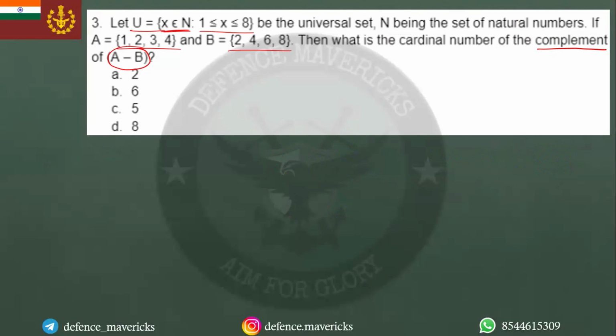Okay, what many people do is they just find out A minus B, okay, and then they just stick the answer. यहाँ पे they have asked complement of A minus B, मतलब not in A minus B. ठीक है, now first we need to find what is A minus B. So A minus B is nothing but something in A and not in B. ये बहुत जरूरी है, ठीक है. It should be in A and it should not be in B.